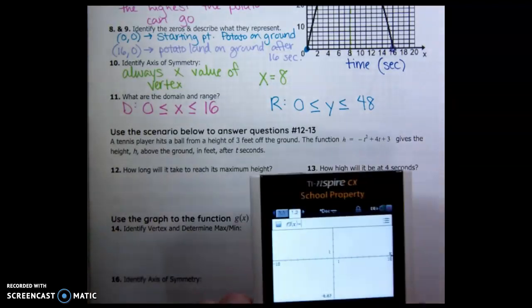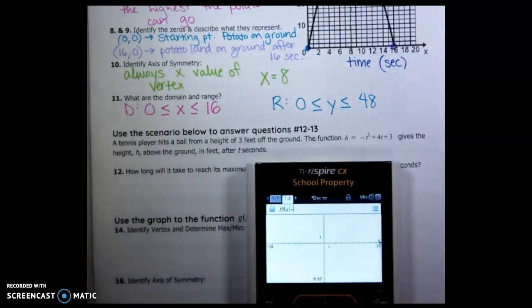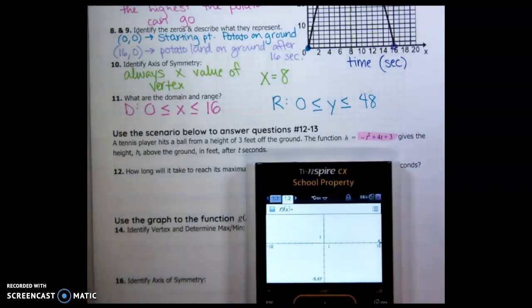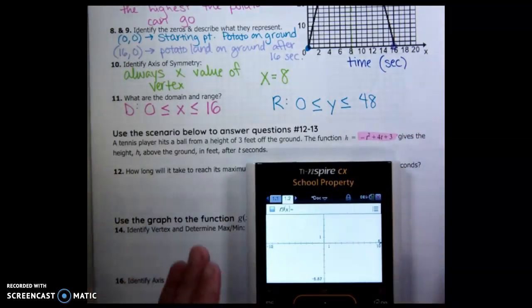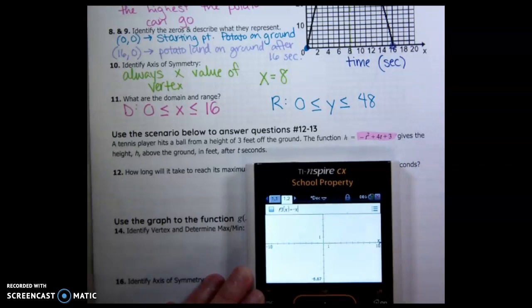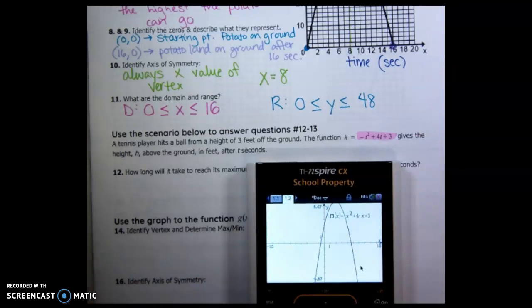Okay, so here's my calculator. I've added a graph. I'm only going to put in this part. I don't need the h equals. I don't need to type y equals. It's already set up for me with my equal sign. So I have negative. Now, I cannot put a t. The calculator's not going to know what's going on. So negative x, we're just going to pretend the t is an x, squared plus 4x plus 3, enter. Alright, so there's my graph.